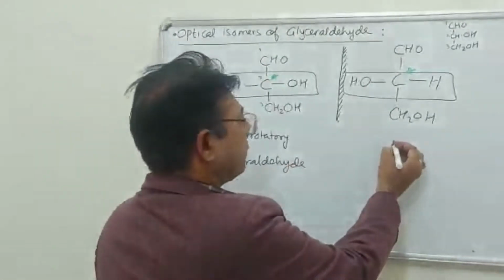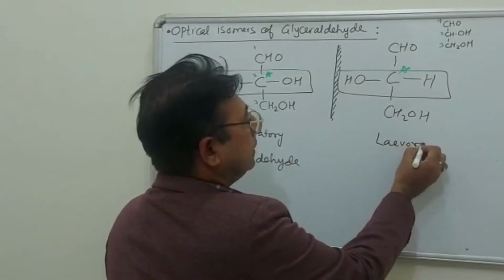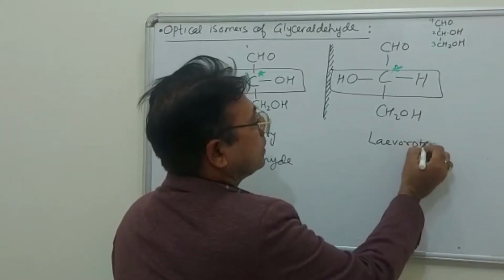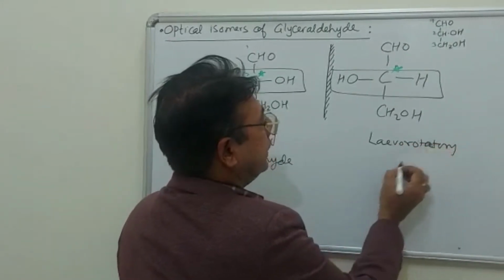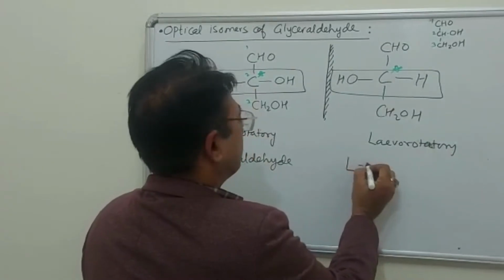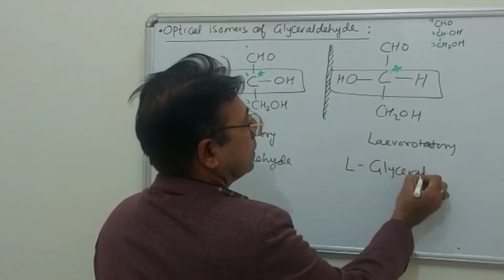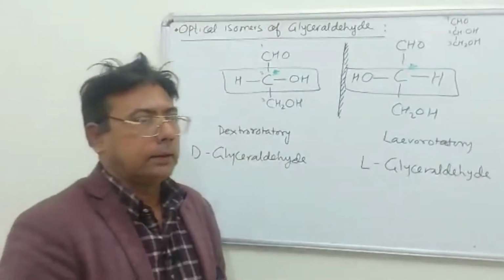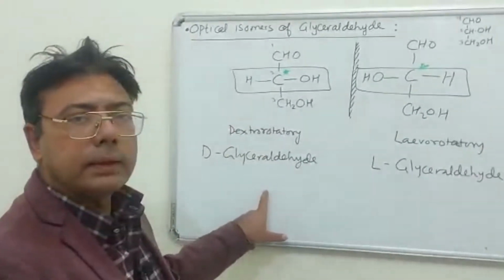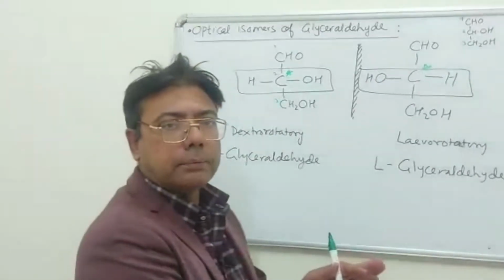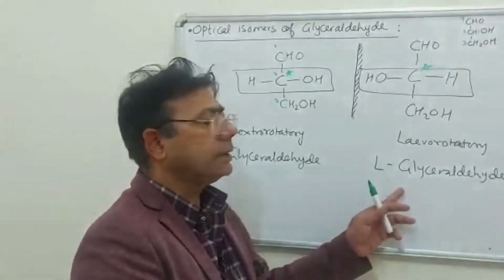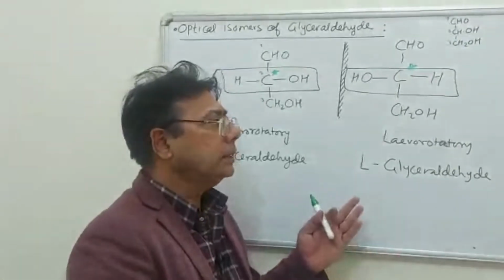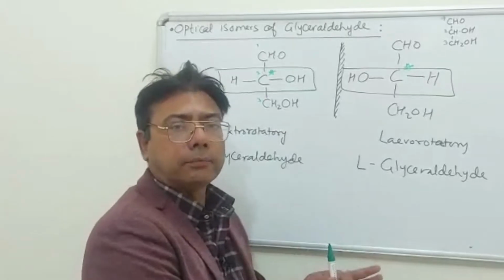And this other form is levo-rotatory, and this is designated L-glyceraldehyde. So it is understood that D-glyceraldehyde rotates the plane of polarized light towards right, whereas L-glyceraldehyde rotates the plane of polarized light towards left. Now we will see the same thing in higher forms.